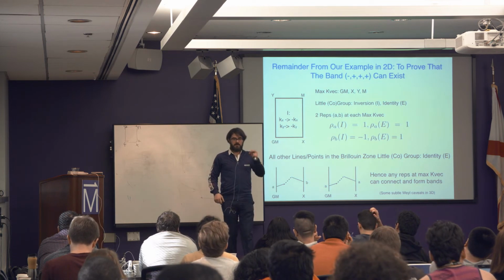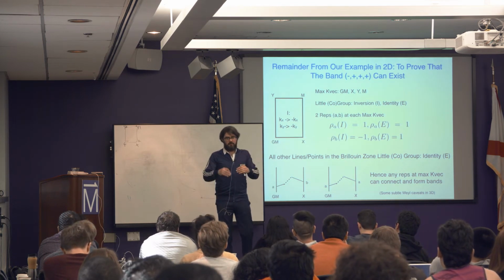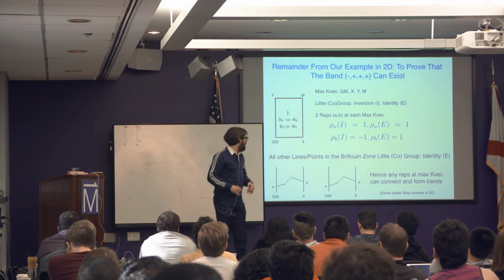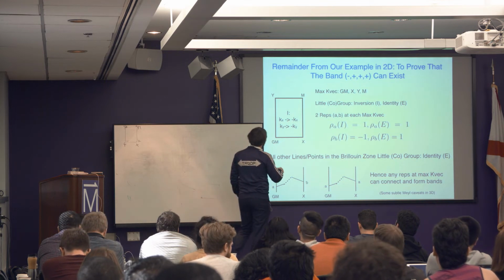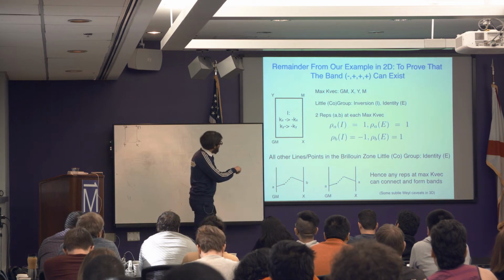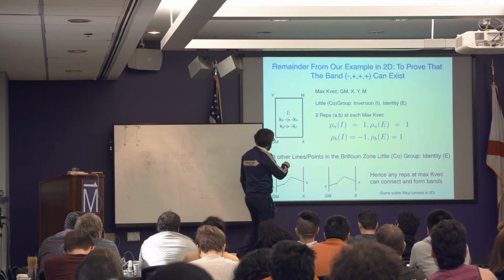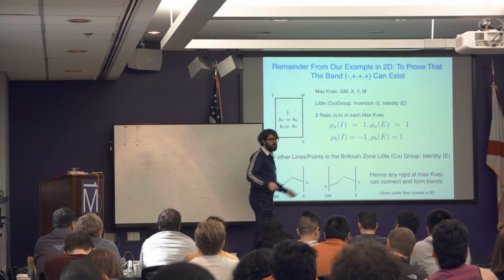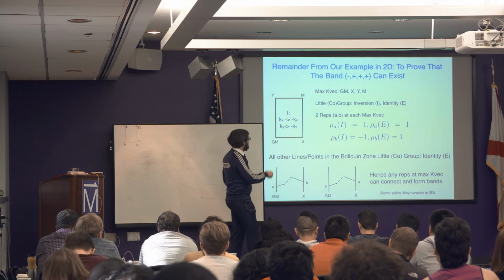Maximal k vectors means their symmetry group. There's no other group between their symmetry group and the space group, basically. Okay, so this is inversion, this is inversion, the space group is inversion. So these are the maximal k vectors.